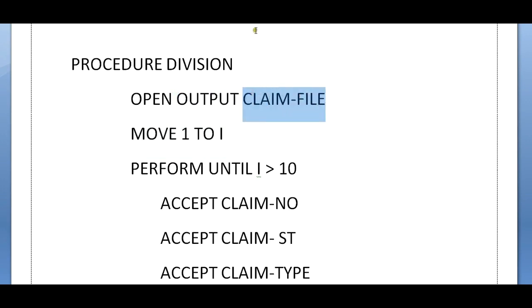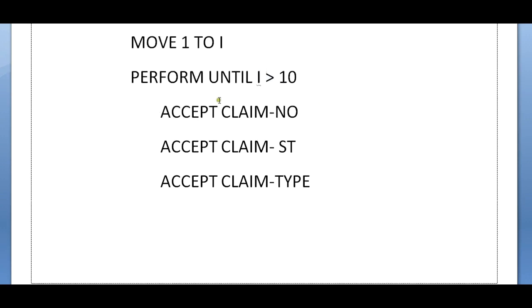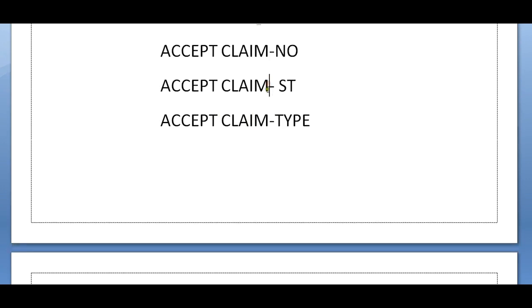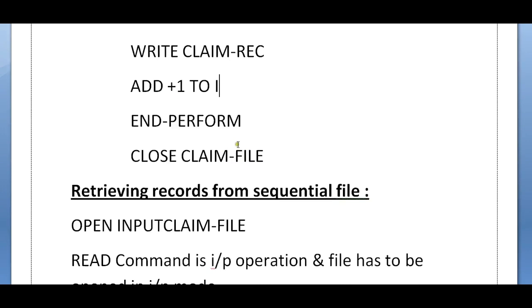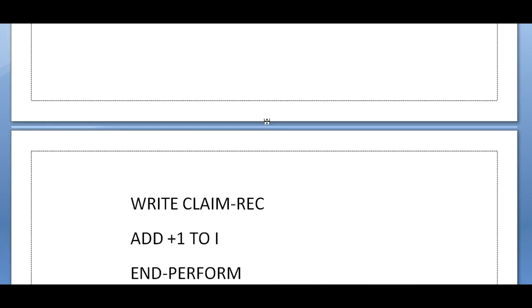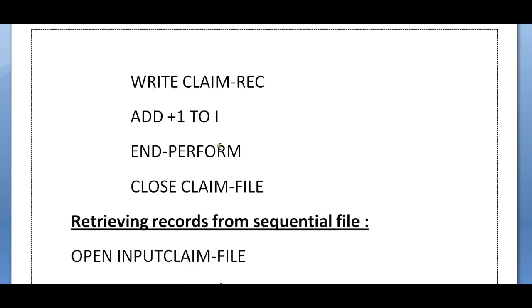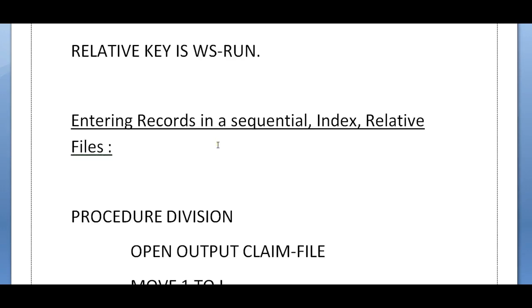Claim file might be internally associated with the disk, and disk in the JCL associated with the actual physical file. So I will use a simple perform here. Perform until I greater than 10, accept claim number, accept claim status, and accept claim type, then write claim record, add 1 to I, and perform. After entering all the 10 records, then I need to close the claim file. So this is the single sequential file.